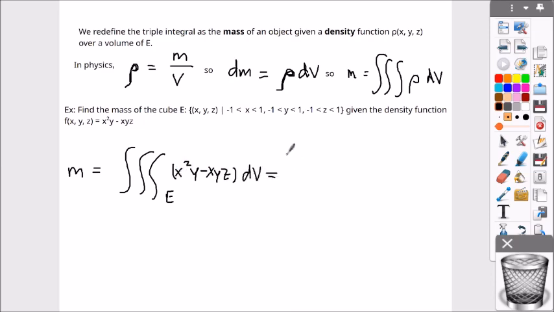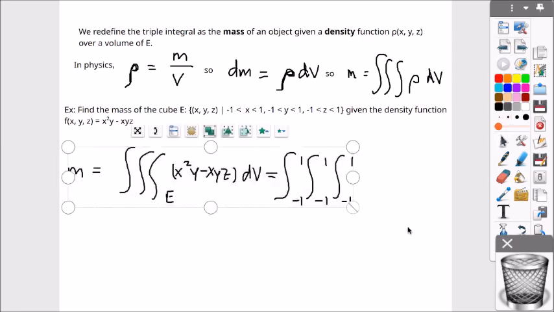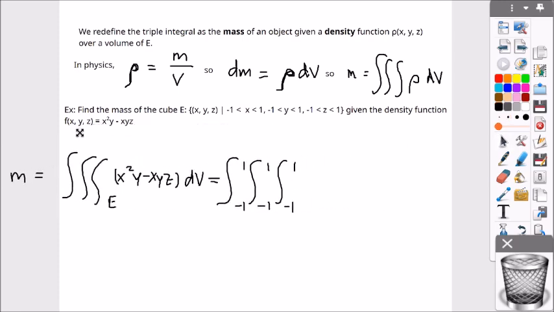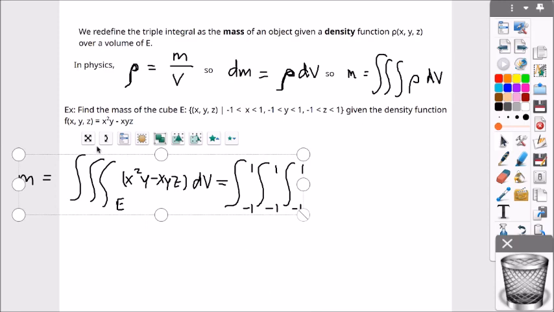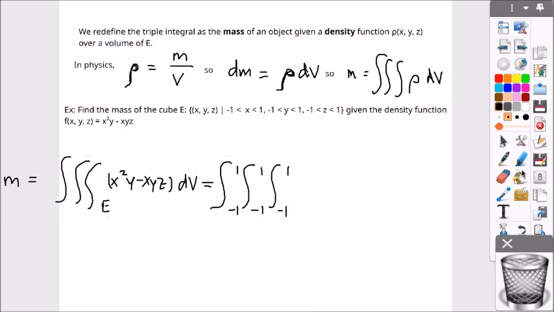Which is equal to the integral from -1 to 1 of the integral from -1 to 1 of the integral from -1 to 1. Now, does the order matter in this case? Not really, because it's all rectangular. I can shift the bounds however I want. It's called Fubini's theorem.